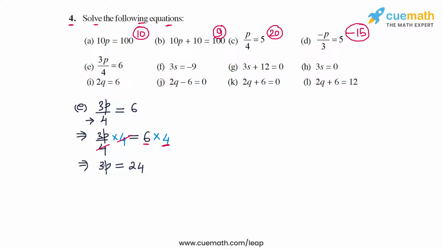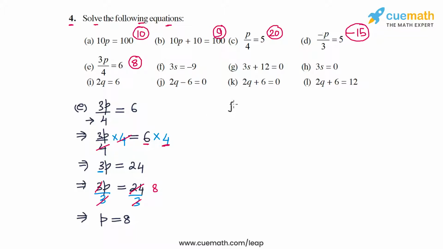Now from 3p we need to go to p. So we will divide by 3 on both sides this time. So we have 3p and we have 24 and we're going to divide both of these by 3. So this is what we get. On the LHS the 3's cancel out, on the RHS 24 by 3 is 8, and this gives us p is equal to 8. So the solution in part E is p is equal to 8.